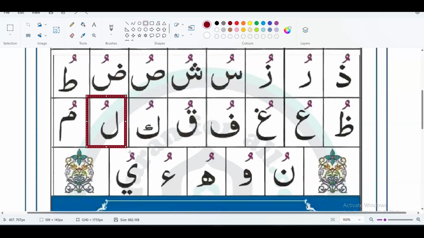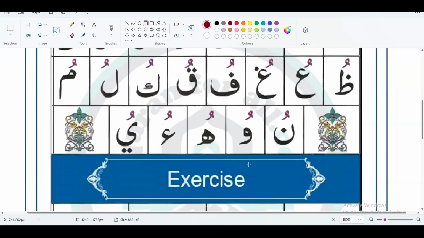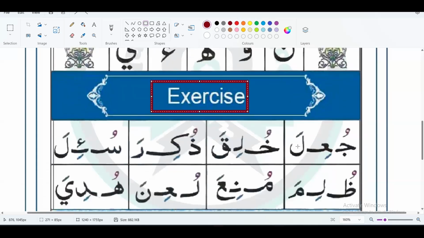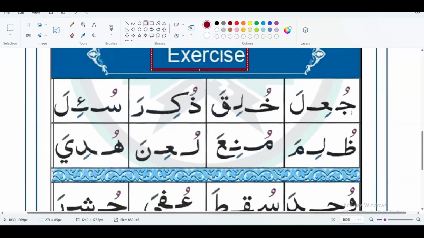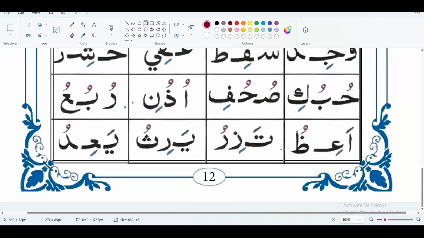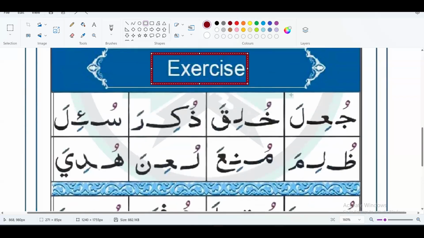Understood. Okay, so now it's time for the exercise. Let's start the exercise for this lesson. In this lesson, now you will see all of the previous signs as well, like Fatha, Kasra, Dhamma. And after that, we will start the new lesson. Understood. Okay, so start from here.